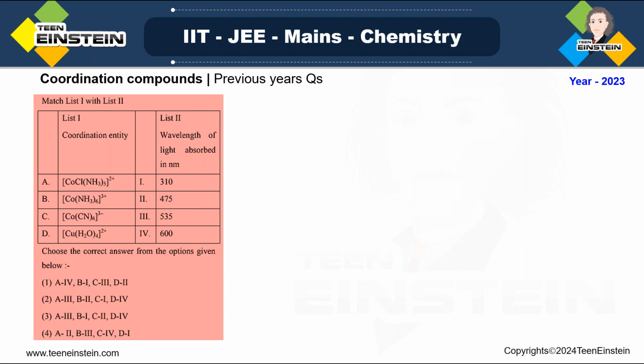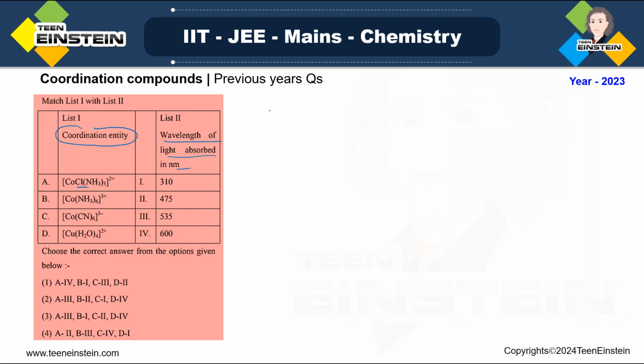Match list 1 with list 2. We have list 1, some coordination complexes. In list 2, we have wavelength. Now, don't think that it is very difficult, that you have to do any calculation. No, you don't have to do any calculation. But the important thing we have to notice here is, what are the types of ligands?